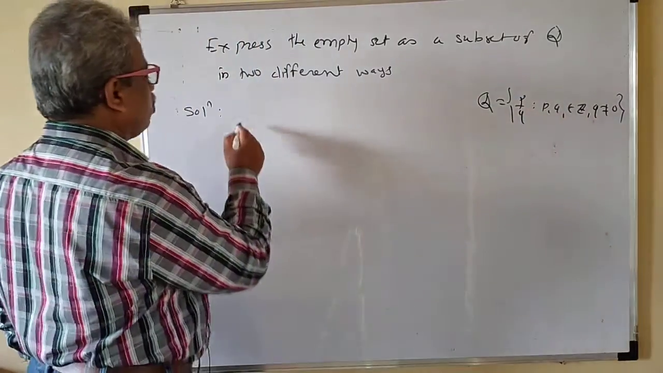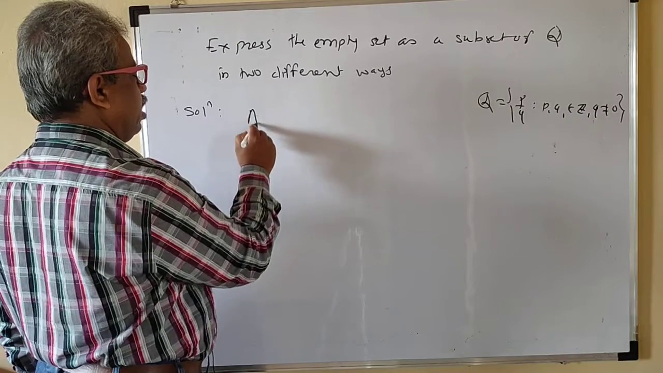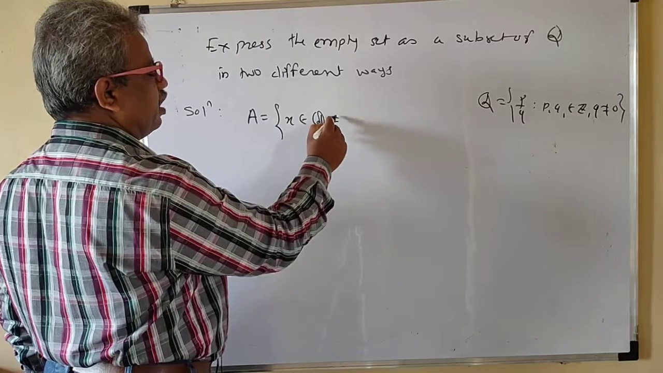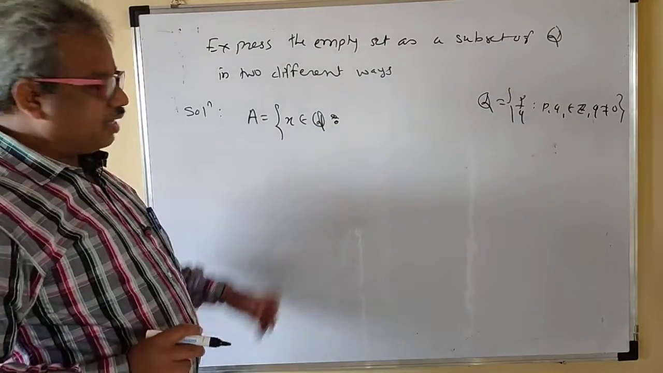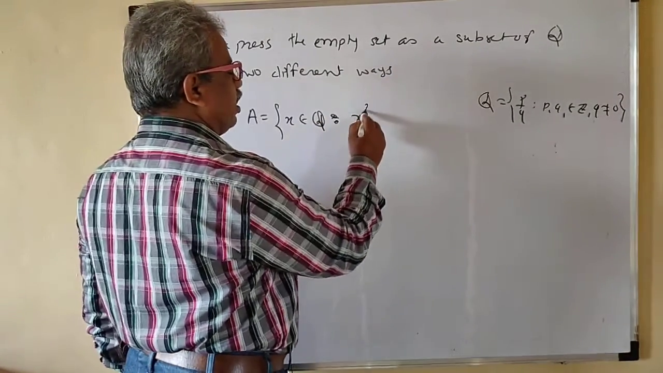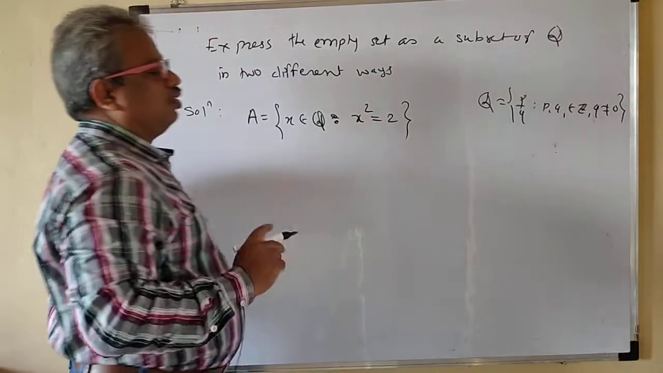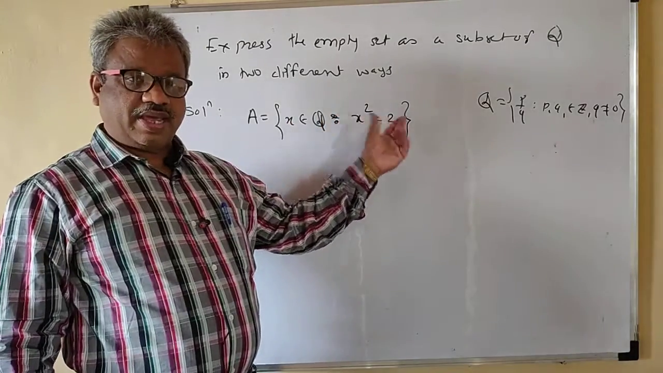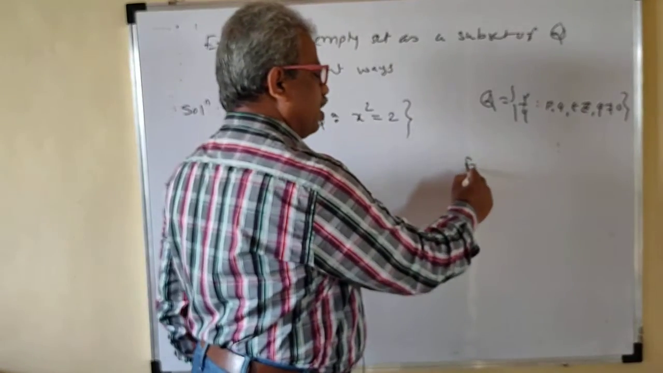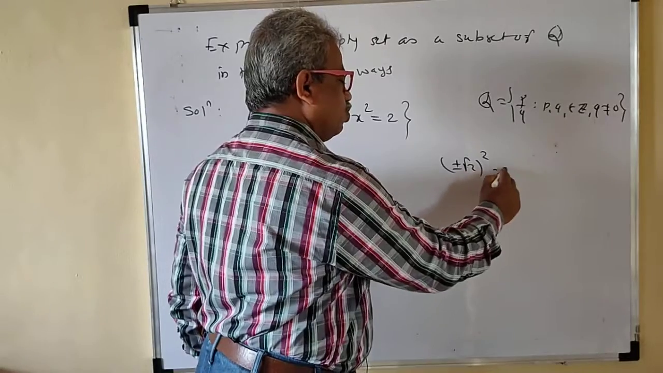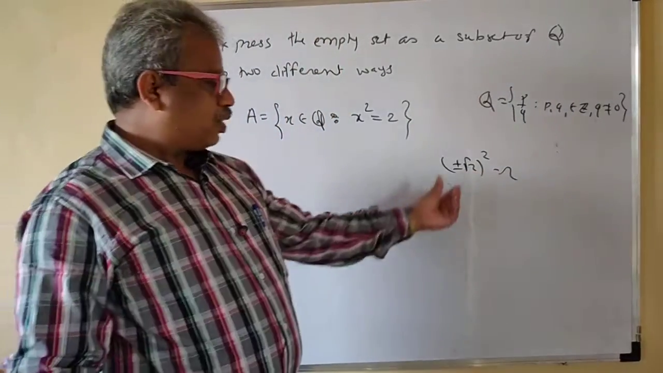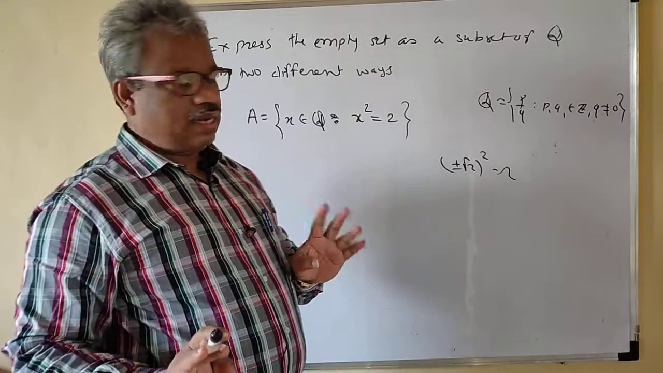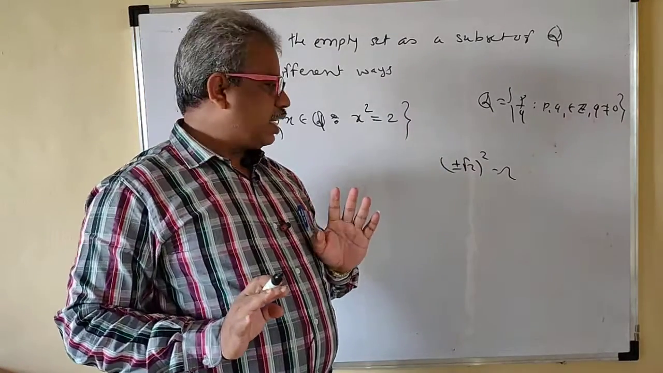So how can we write this? Suppose A is equal to {x belongs to Q}, suppose x is a rational number, such that x square is equal to 2. Now see, only plus or minus root 2 satisfy this. But plus or minus root 2 is not a rational number. We know that root 2 is not a rational number, right? So plus or minus root 2 is not a rational number.